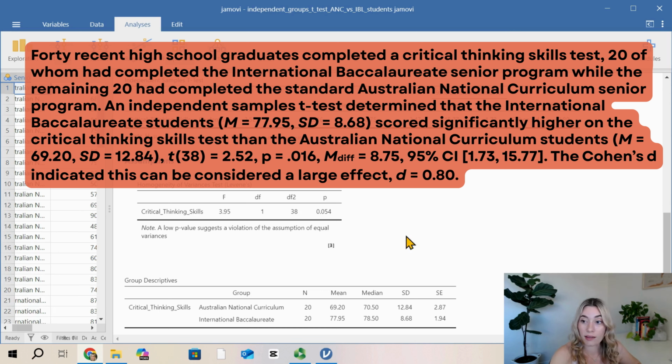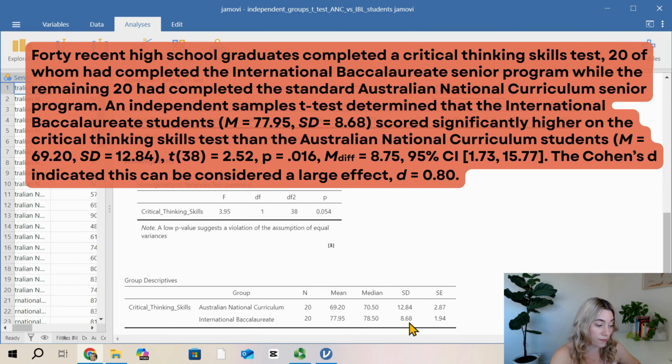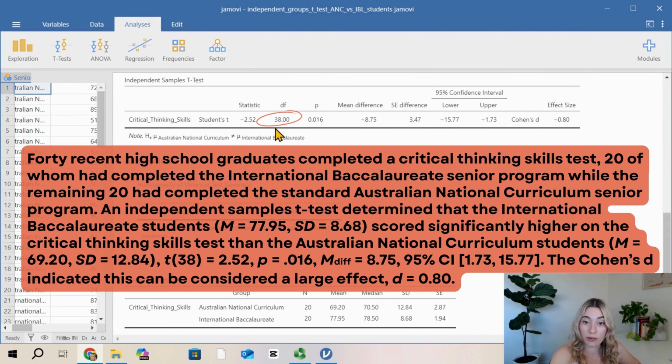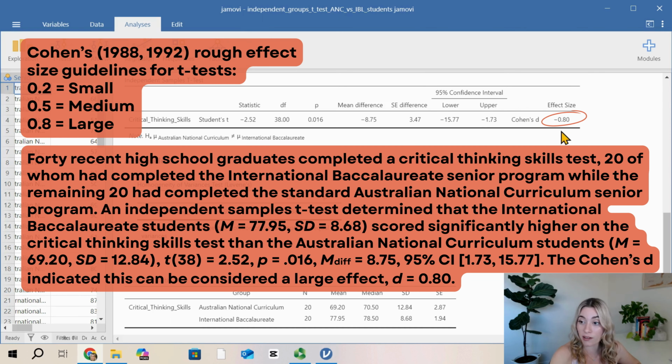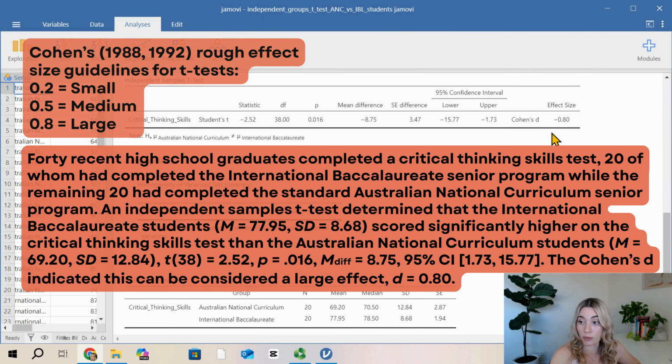Then locating the values that we incorporated into that write-up, we've included the sample size for each of the two groups. We have the mean and standard deviation values for our two groups. We have the degrees of freedom, as well as the t-statistic, the p-value or significance value. We also included the mean difference, and the lower and upper confidence interval values, as well as the effect size, noting that that sign does not need to be included in your write-up.